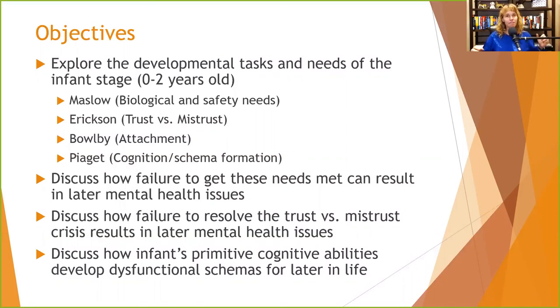Now, you may think of these as 4 separate theories, but they really all lump in together because the child, the infant, has biological and safety needs that, if they don't get met, lead to feelings of mistrust. And if they do, lead to feelings of trust. And this feeling of trust of other people, that their caregiver is going to be there, allows them to start learning how to form attachments with other people.